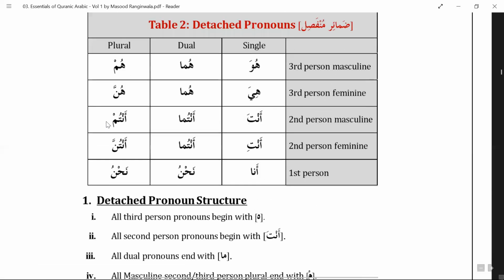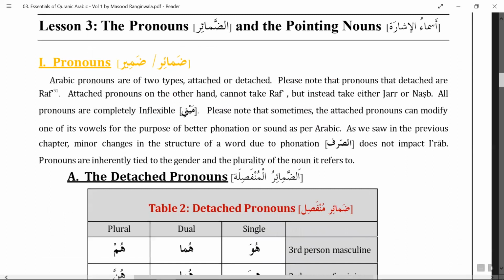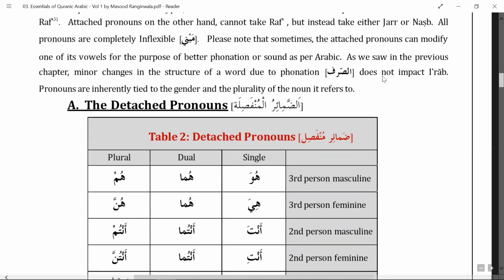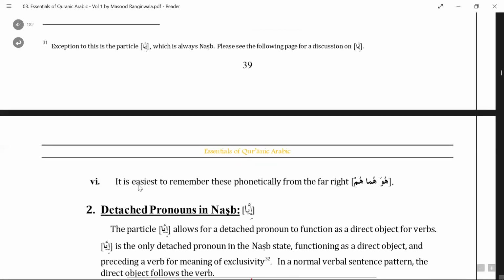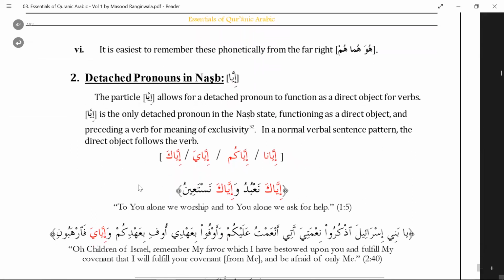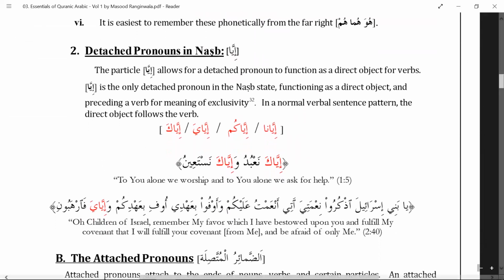Now over here there is a note. We mentioned that pronouns that are detached are rafa, but if you see the note down, there is an exception to this. There is a particle called iya. Iya is always nasb. There is a discussion on iya in the next page. Detached pronouns in nasb, which is iya. The particle iya allows for a detached pronoun to function as a direct object for verbs. What does that mean? This is the only detached pronoun which is in the nasb state.